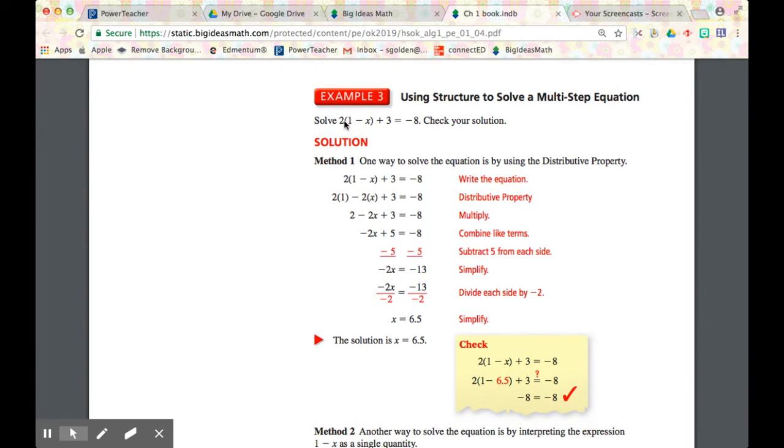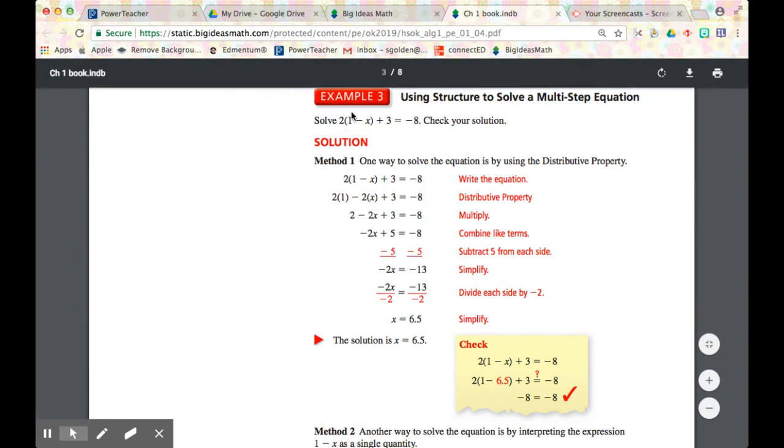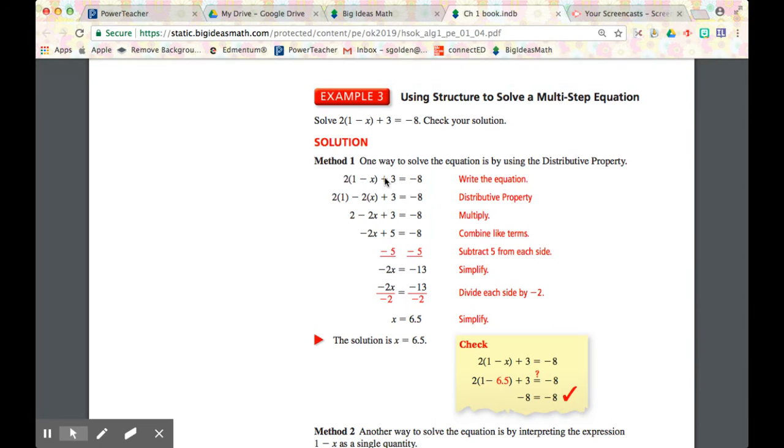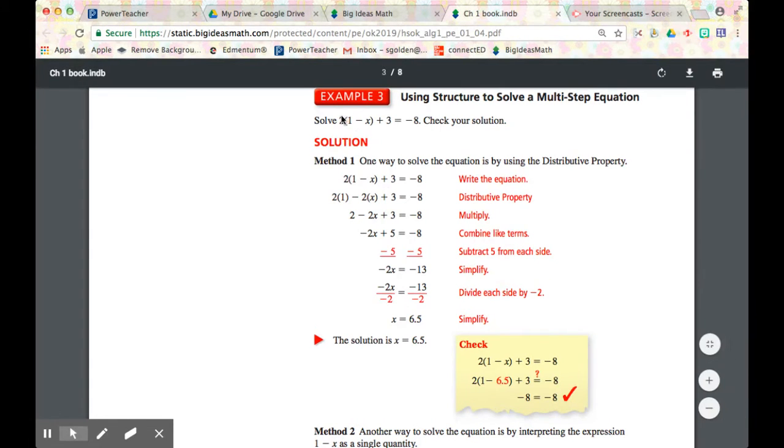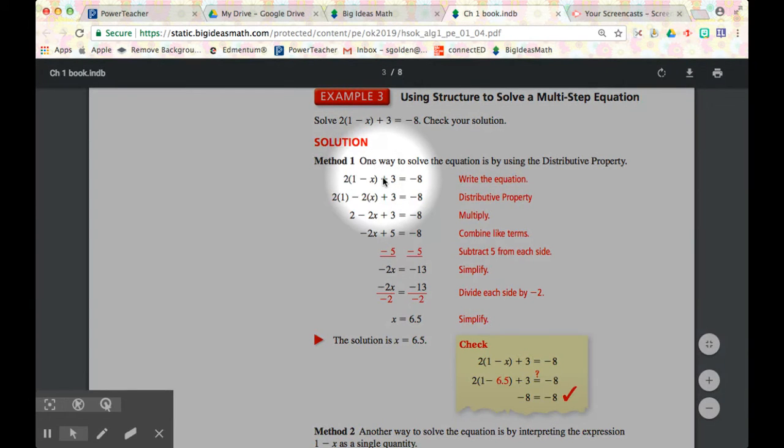But we have a 2 being multiplied by it, so we can distribute that 2. Remember I told you, distribute, it's like grandma at Christmas time. She gives everybody a present. So 2 goes into everything inside parentheses, which is what they've done here. They just went ahead and did it. They said, okay, so we have 2 times 1 minus, and then 2 times x. Let me see if my little highlighter tool will work. There we go. And then we still have that plus 3 equals negative 8.